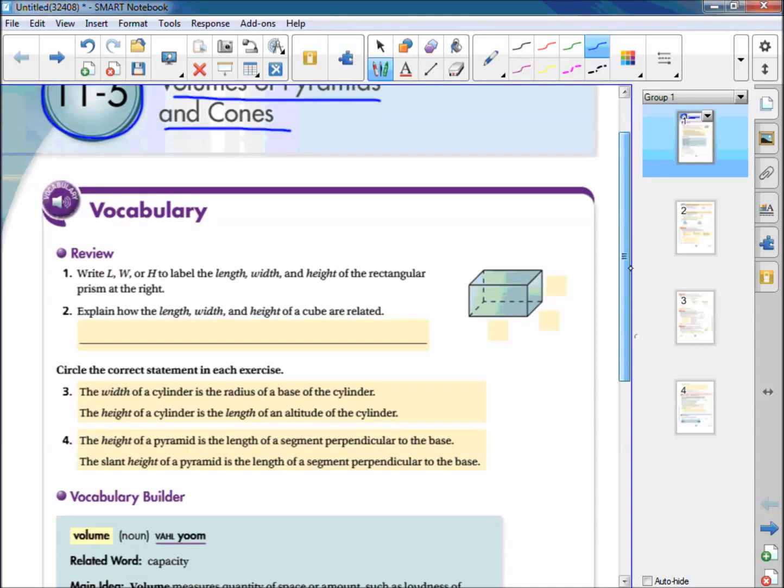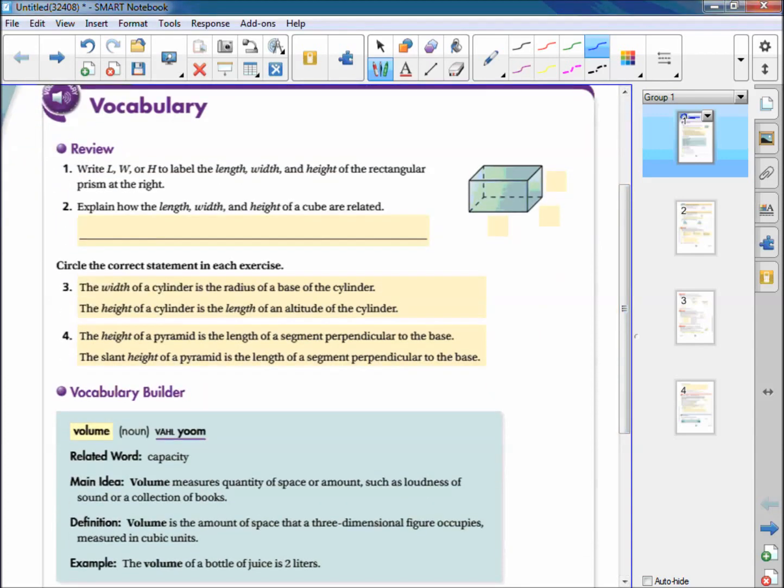Write L, W, or H for the label of length, width, or height of the rectangular prism at the right. Explain how the length, width, and height of the cube are related. So usually we call this the length, and that's the width, and that's the height. And they're related. The length and the height of a cube are equal. So for a cube, L is equal to W is equal to H. A cube is a special rectangular prism where all of the faces are the same square.